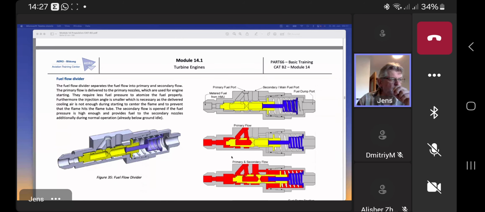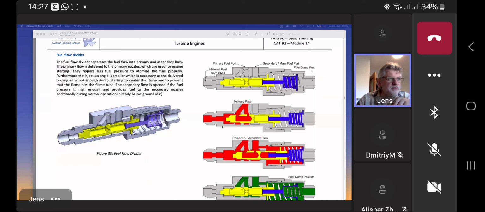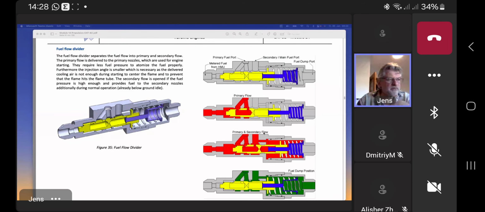This is a flow divider valve, as can be seen here. Normally it's a spring loaded valve, because as soon as the fuel flow enhances, the fuel automatically will open the second flow, because the spring here will be pressed together, and then you have two flows. This is the idea of the flow divider valve.